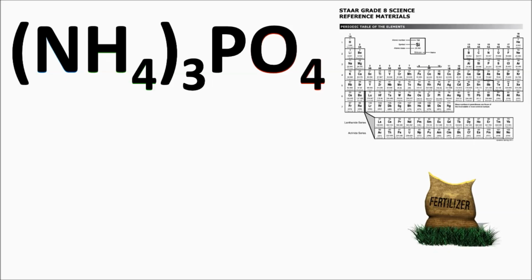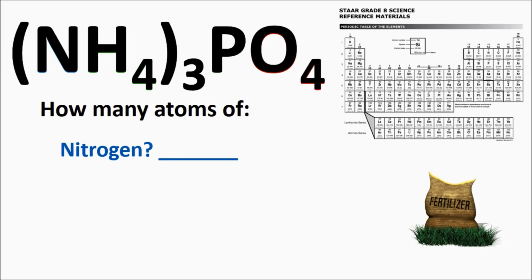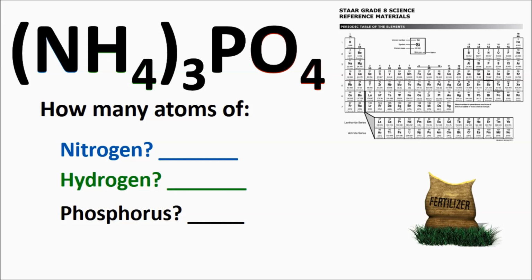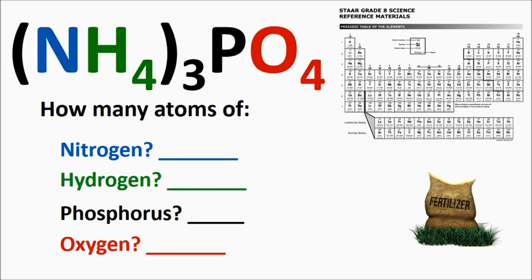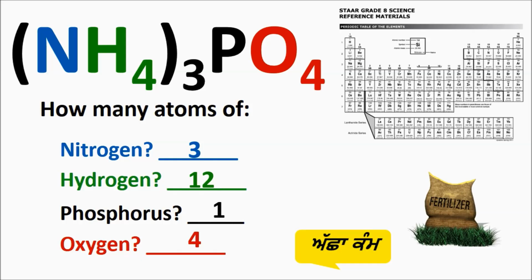How many atoms are found in a molecule of ammonium phosphate, a substance found in fertilizer? How many nitrogen atoms? Hydrogen atoms? Phosphorus atoms? And oxygen atoms? If you said 3 nitrogen atoms, 12 hydrogen atoms, 1 phosphorus atom, and 4 oxygen atoms, you're right. Let's break down why.